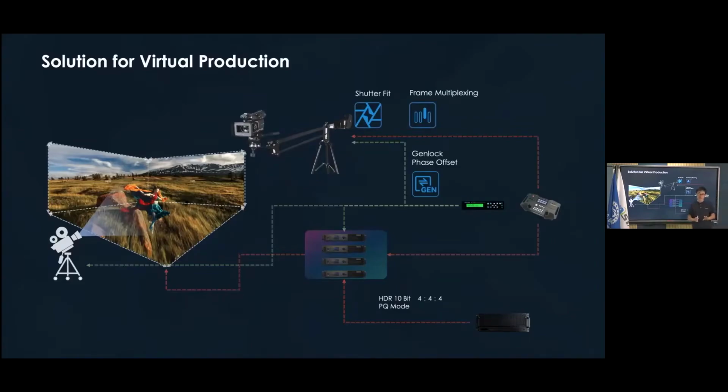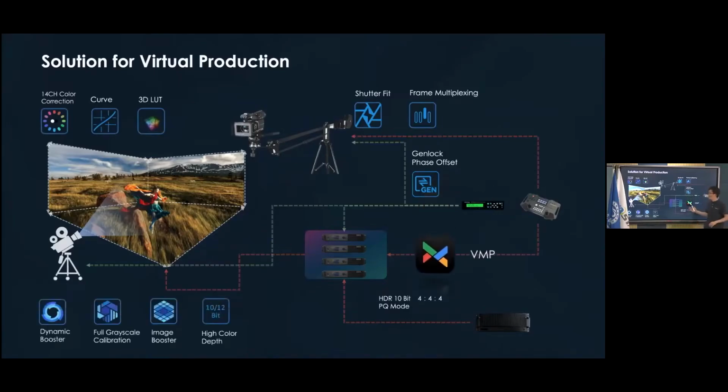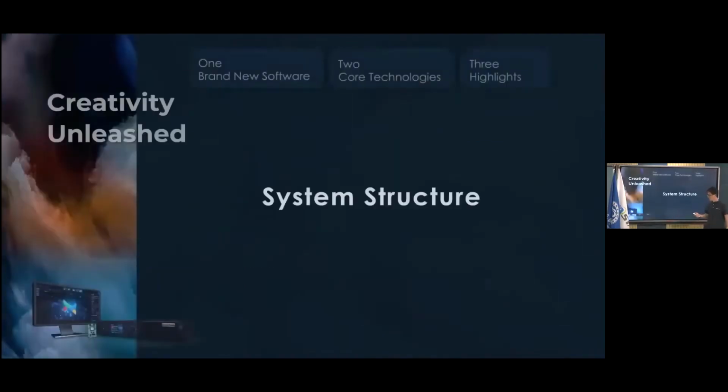And with frame multiplexing, you can shoot just once and get multiple effect outputs, greatly improving work efficiency on site. And from the screen side, we provide more professional color correction tools, such as 14-channel color correction and color curve. 3D LUT is for more professional users. And all the solution is based on the VMP platform, a totally brand new software. So this is the whole solution for virtual production.